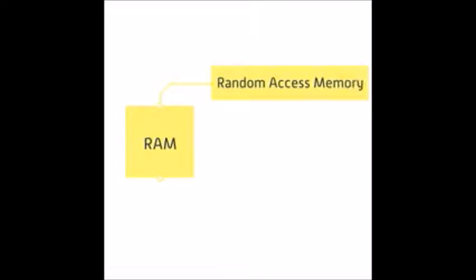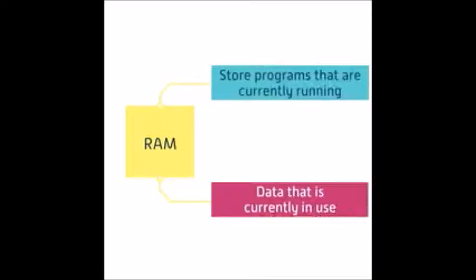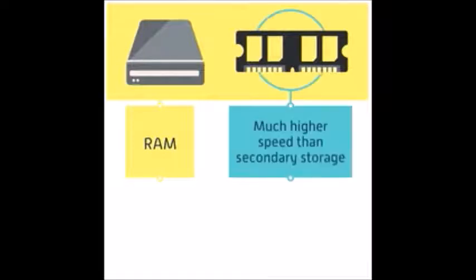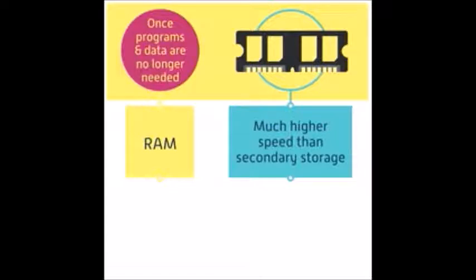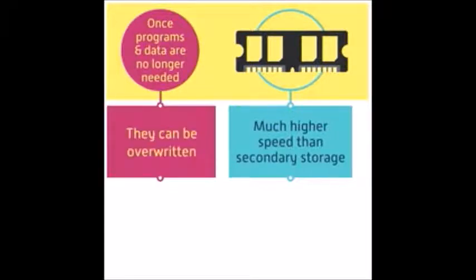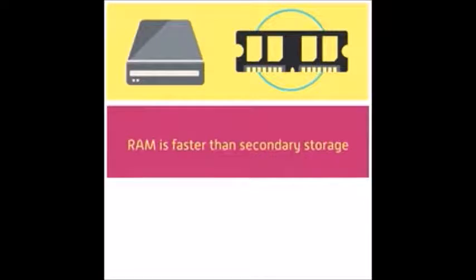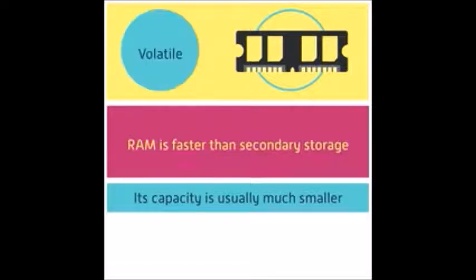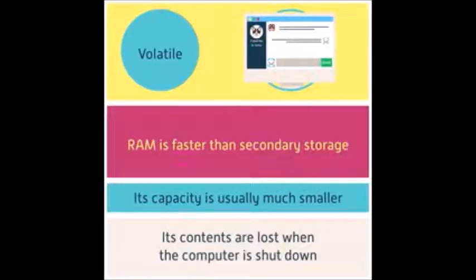RAM stands for Random Access Memory, which is also known as main memory. RAM is used to store programs that are currently running, as well as data that is currently in use. Programs and data are loaded from secondary storage into RAM, because RAM is much higher speed than secondary storage. Once programs and data are no longer needed in RAM, they can be overwritten. Although RAM is faster than secondary storage, its capacity is usually much smaller. RAM is also volatile, meaning its contents are lost when the computer is shut down.